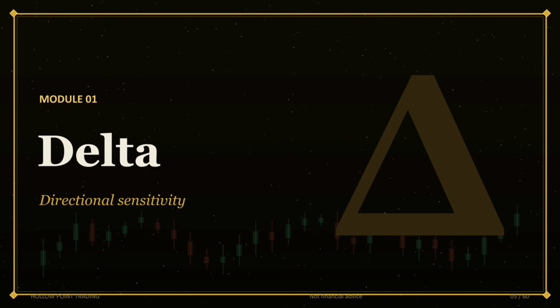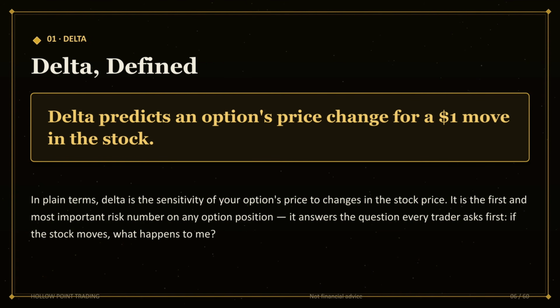This is your primary measure of directional sensitivity in an option contract. Delta, defined. It predicts how much an option's price will change for every $1 move in the underlying stock. It is the most critical risk number for any trader to monitor first.